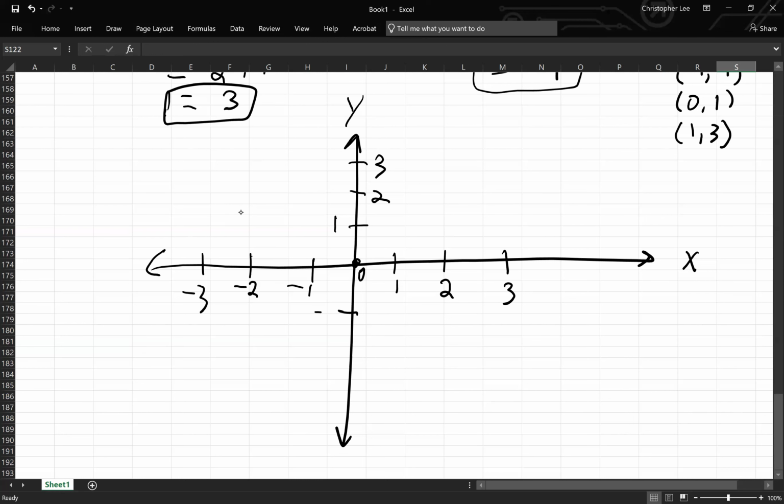Sorry about that. -1, this is -2. This is -3. Okay. So I have my plane. As you know, the planes keep extending out left and right and up and down. So I could put in more numbers, but just for this example, keep it simple, right?